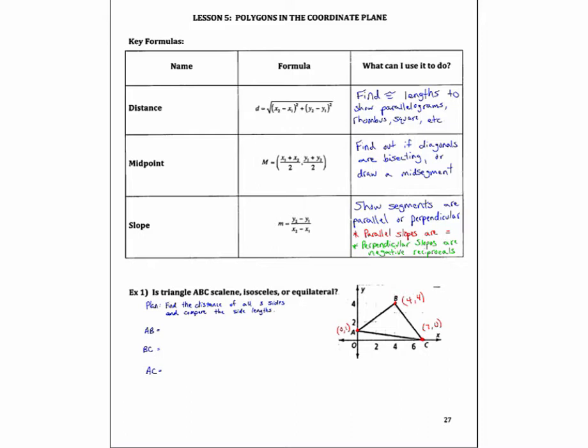that we've talked about this year: the distance formula, the midpoint formula, and the slope formula. And I've given you in the middle column what those formulas are, in case you've forgotten. But what I'm most interested in is the third column that says, what can I use it to do? And I filled this in for you.